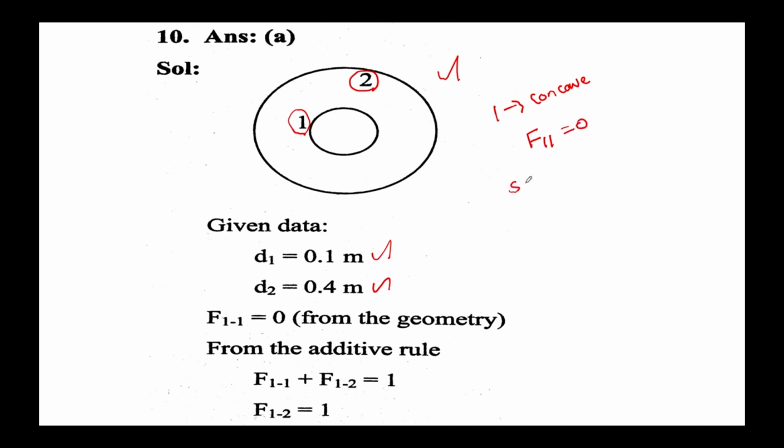So applying the summation rule for the first sphere, I can say that the fraction of heat leaving from the first surface and falling on the same surface plus the fraction of heat leaving from the first surface and falling on the second surface should be equal to 1. But we already know that since it is convex, this value is 0. So I can say that all the heat which is leaving from the first surface will definitely fall on the second surface. And that is what is being asked as a question.